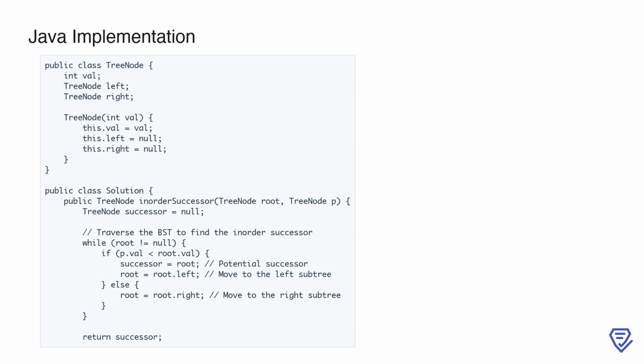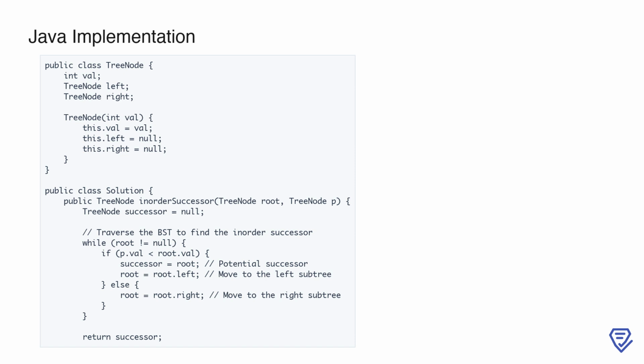Within the method, we declare a variable successor and initially set it to null. This variable will hold the potential successor as we traverse the tree. The traversal begins with a while loop that continues as long as the root is not null. Inside the loop, we compare the value of the target node P with the current root node.